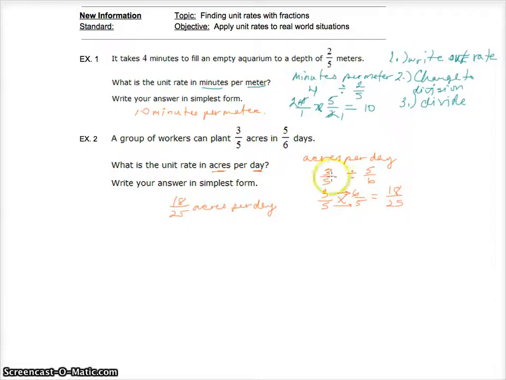Okay, so please remember to set up your problem in the very specific way that it asks you for, and then divide in that specific way, and then write your answer in simplest form.